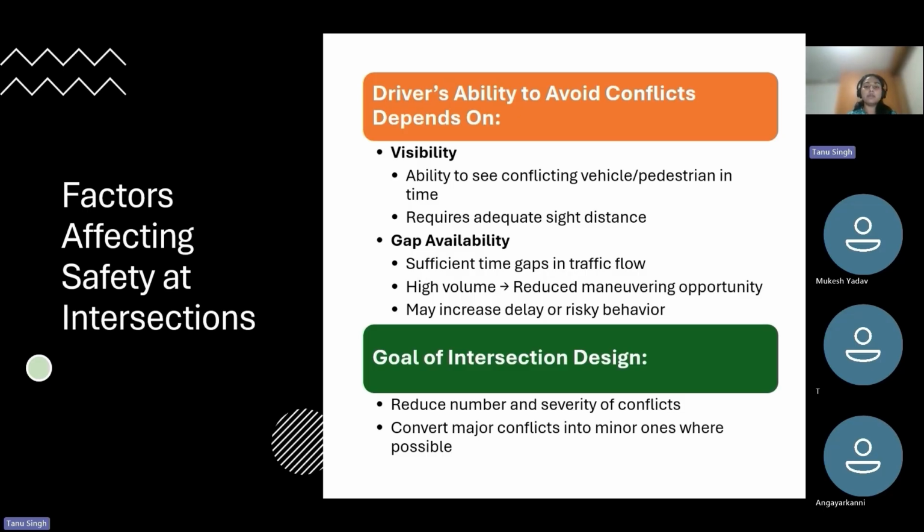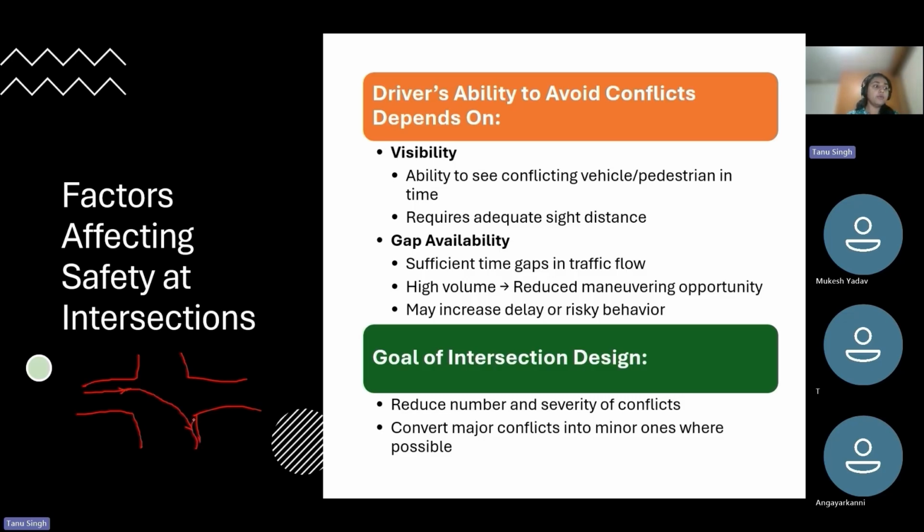Second is the availability of a safe gap. Suppose a vehicle wants to turn right. So let's consider that this is the minor road, and the vehicle wants to turn right from the minor road onto the major road.